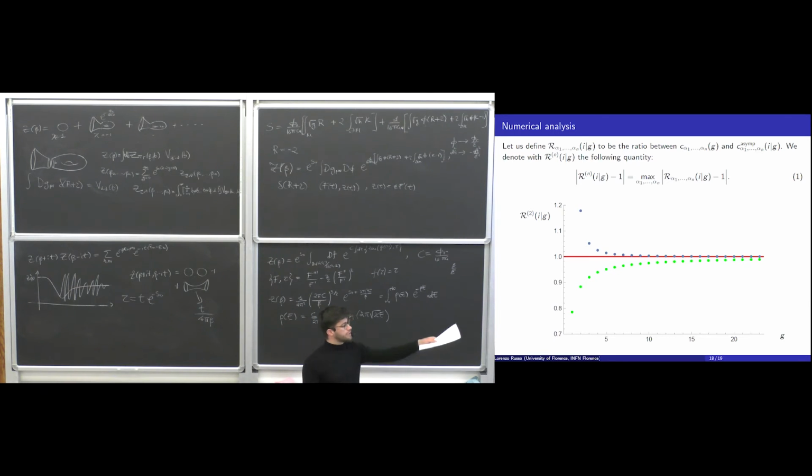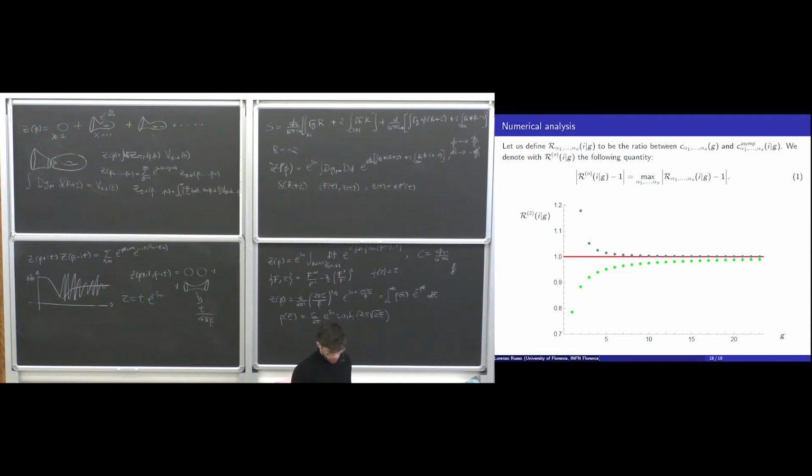And what we discover is that as genus comes to, let's say, 20, we have 1% error in the case of the first asymptotic formula, and 10 times better for the case of the second one. But they actually perform quite well even at low genuses.